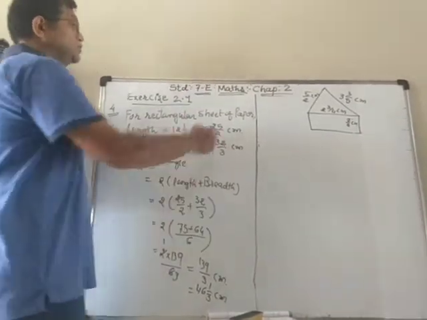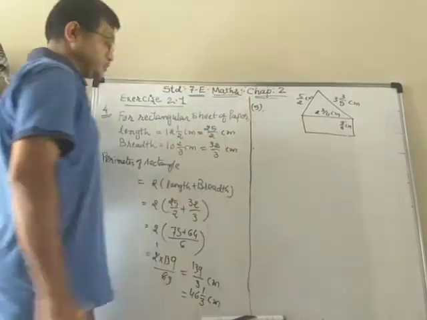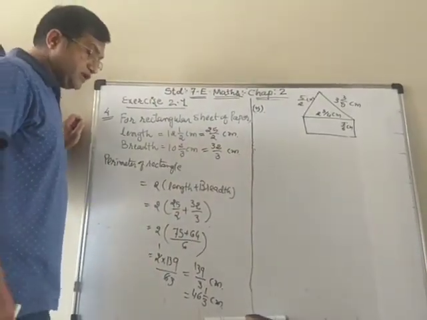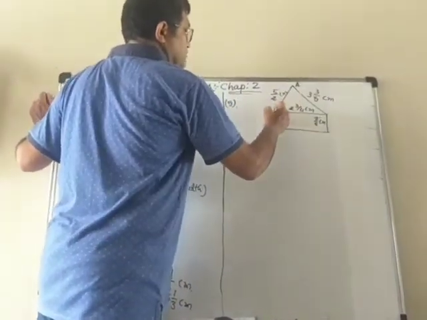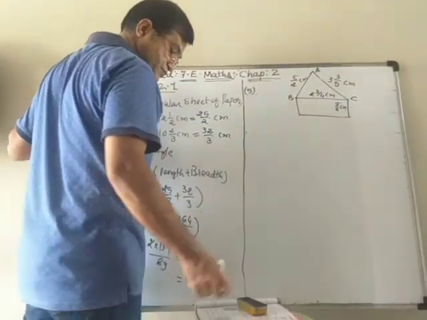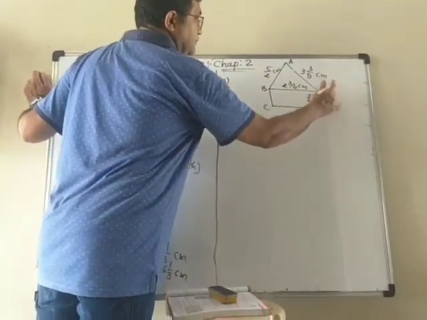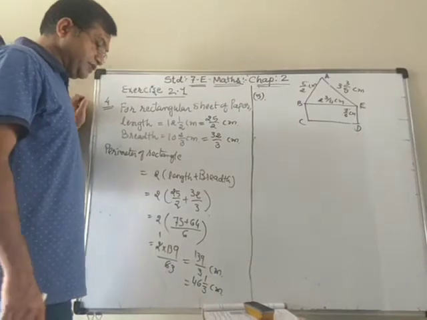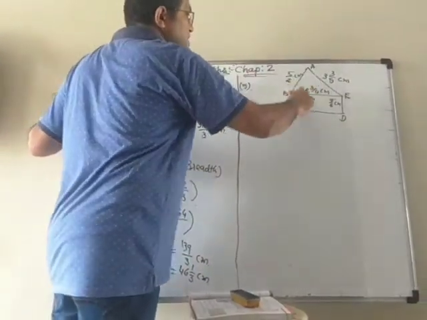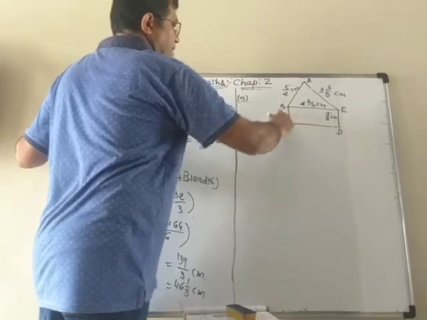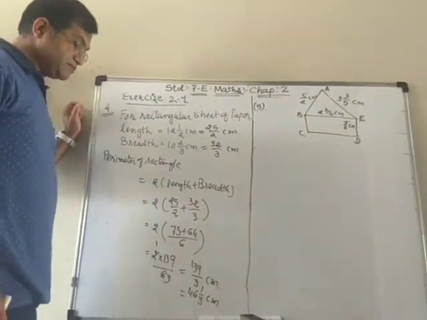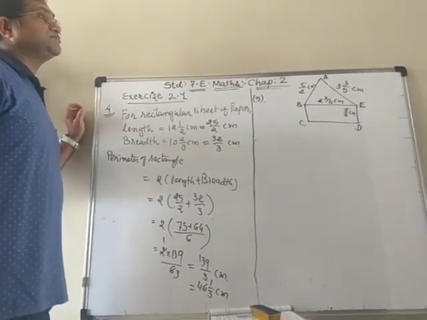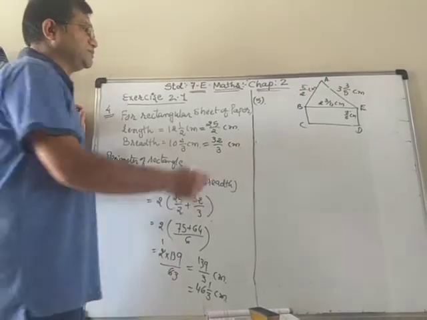Now we are going to do the next fifth sum also. The fifth sum says that there is a figure given in which the names are given: A, B, C is here, D and E. Now we have to find the two perimeters: perimeter of triangle ABE and perimeter of rectangle BCDE. So first we will take the perimeter of triangle ABE.